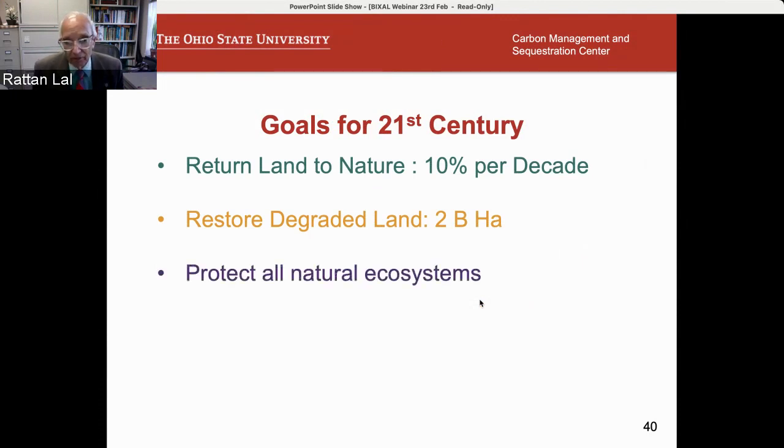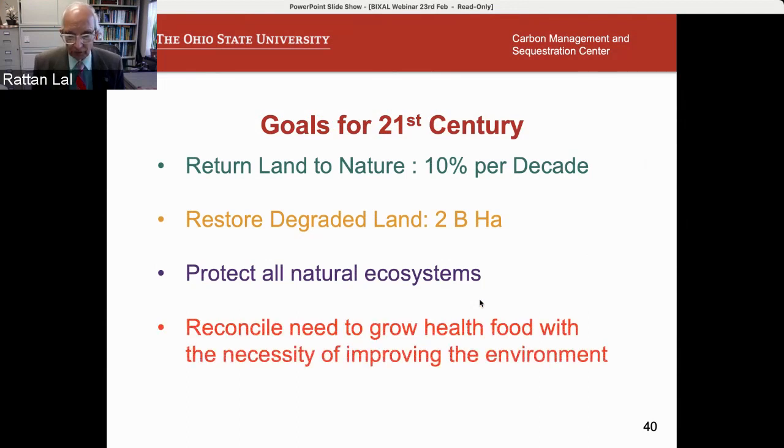And the other part, protect all existing natural ecosystems. Do not convert them for human use. Protect natural systems. We must reconcile the need to grow healthy food with the necessity of improving the environment. The environment cannot be ignored. And we must leave no farmer behind, no farmer left behind, especially the small farmers, 570 million of them.